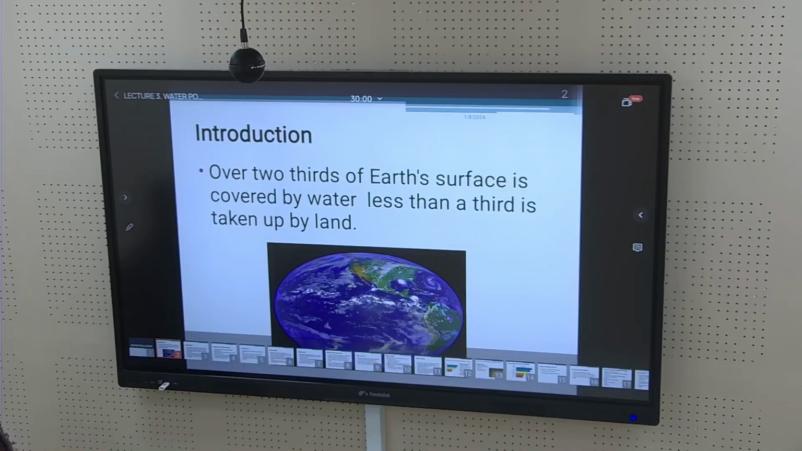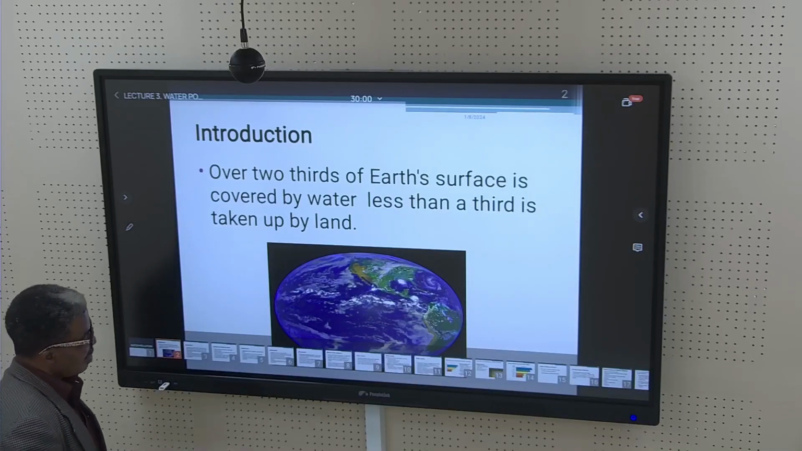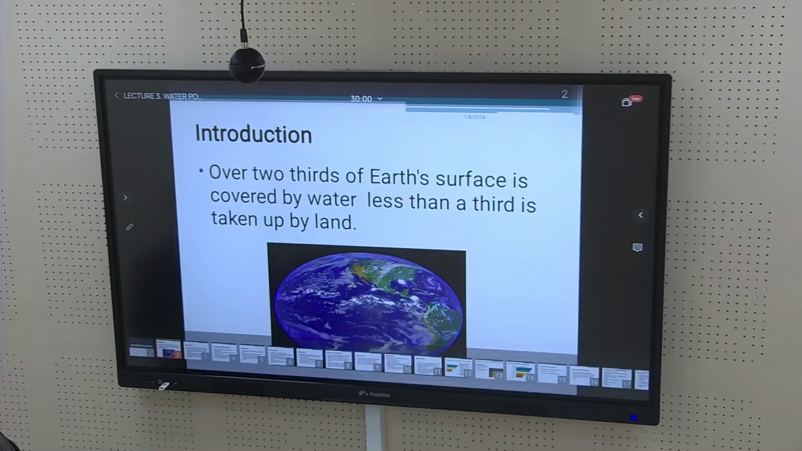Over 2/3 of the Earth's surface is covered by water. Less than a third is taken up by land. So this is the Earth. It is mainly taken, two-thirds is covered by water, as we have seen. So the role of water for our environment is very crucial.